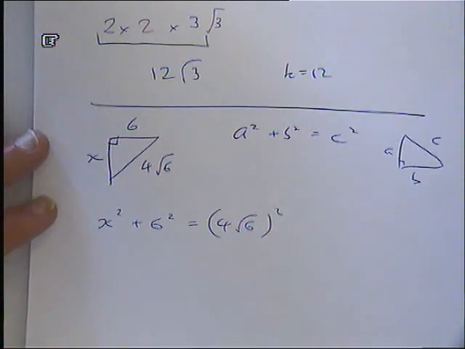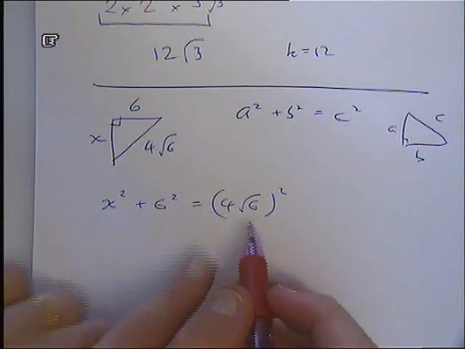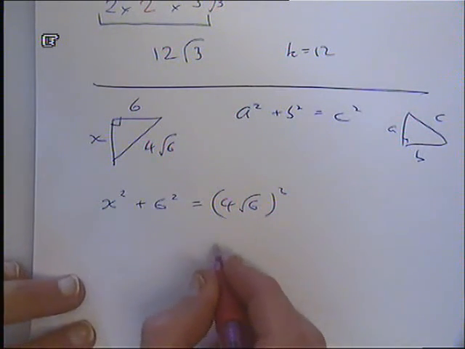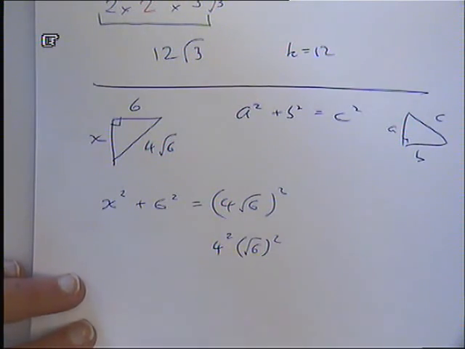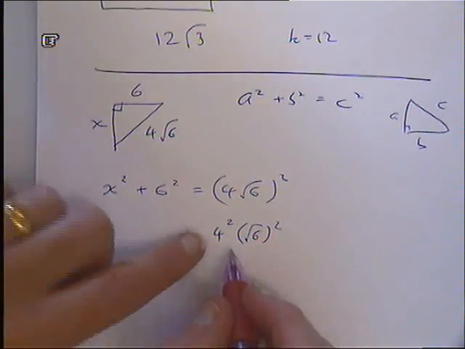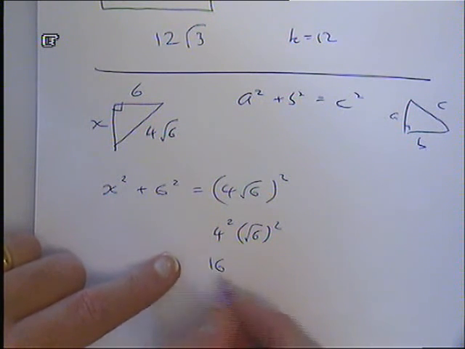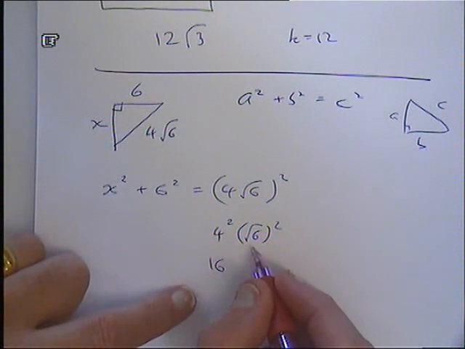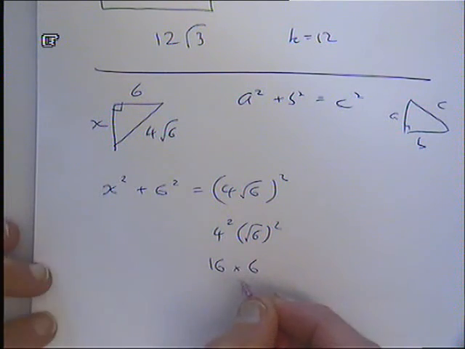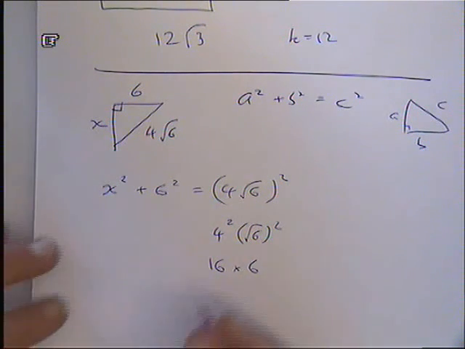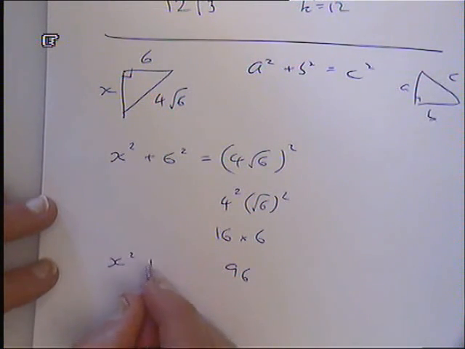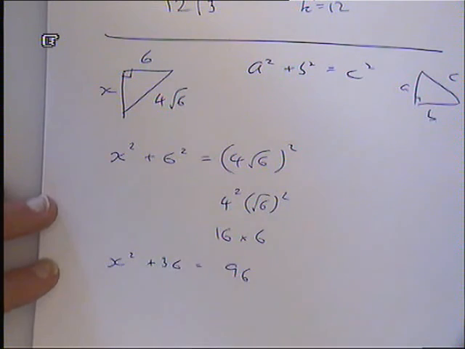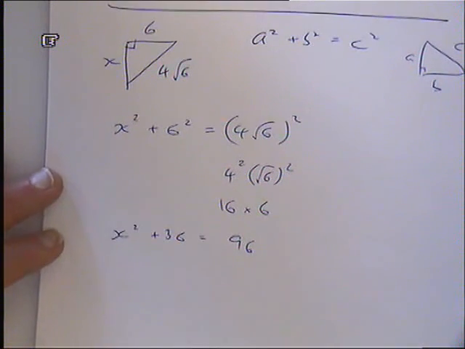Yep, that's right. If we square 4 root 6, it's the 4 being squared, and it's the root 6 being squared. 4 squared is 16. Root 6 squared is 6. 16 times 6? 96. So you've got 96 there. x squared plus 36 is 96. What's x going to be? Root 60. Yeah, that's right.